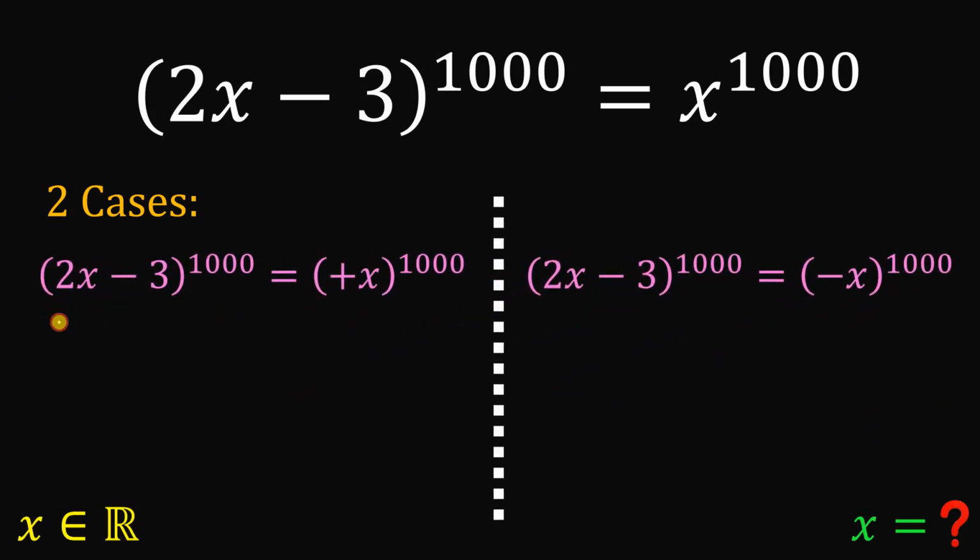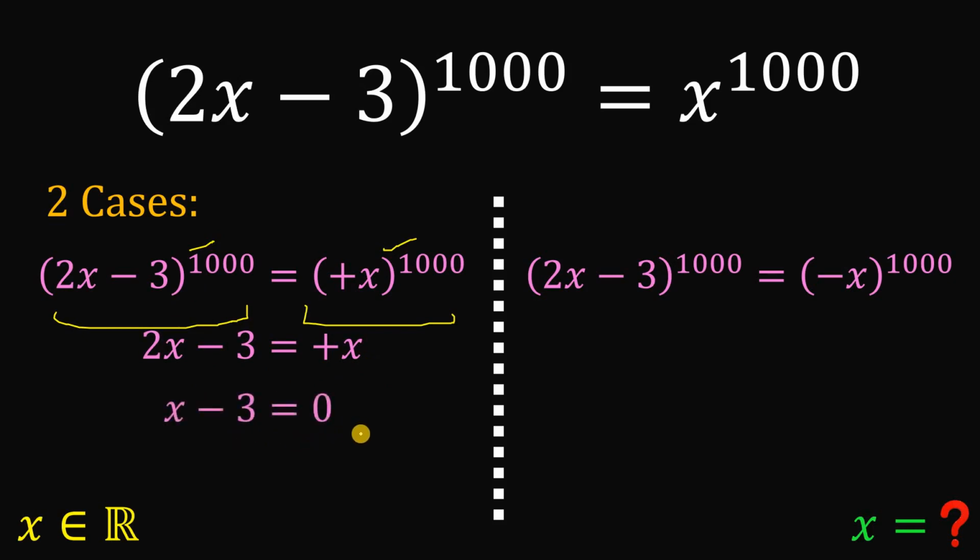Now in the first case, since both expressions are equal and we have the same exponent of 1000, we can say that their bases are the same. So 2x − 3 = x. If we subtract x on both sides, we have x − 3 = 0, and adding 3 on both sides, we get that the value of x in the first case must be equal to 3.